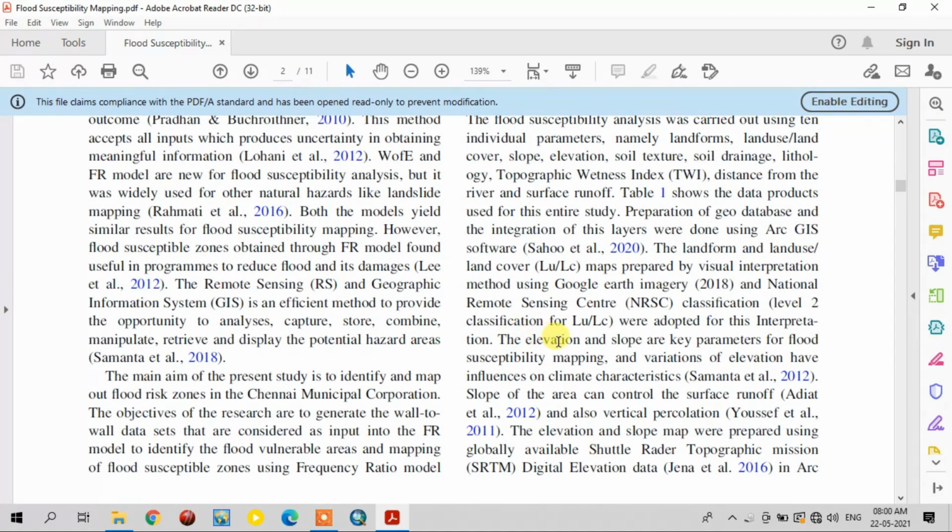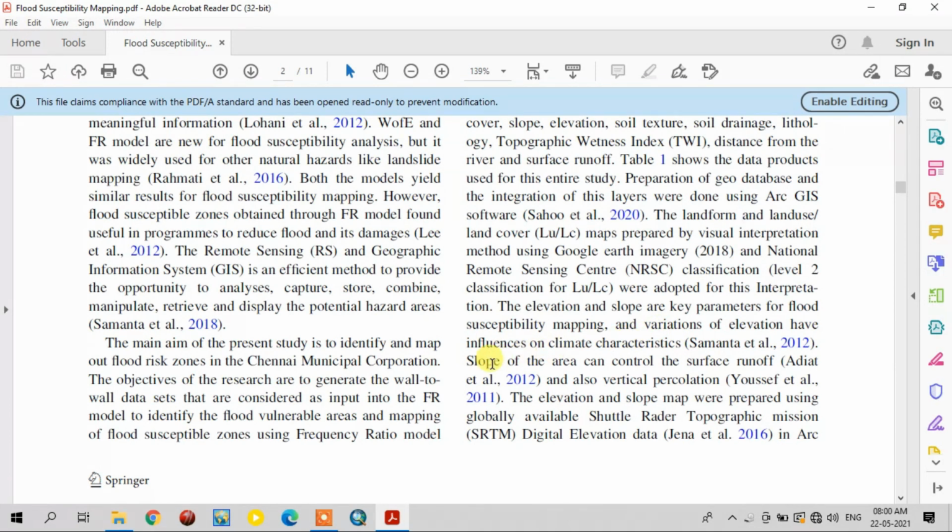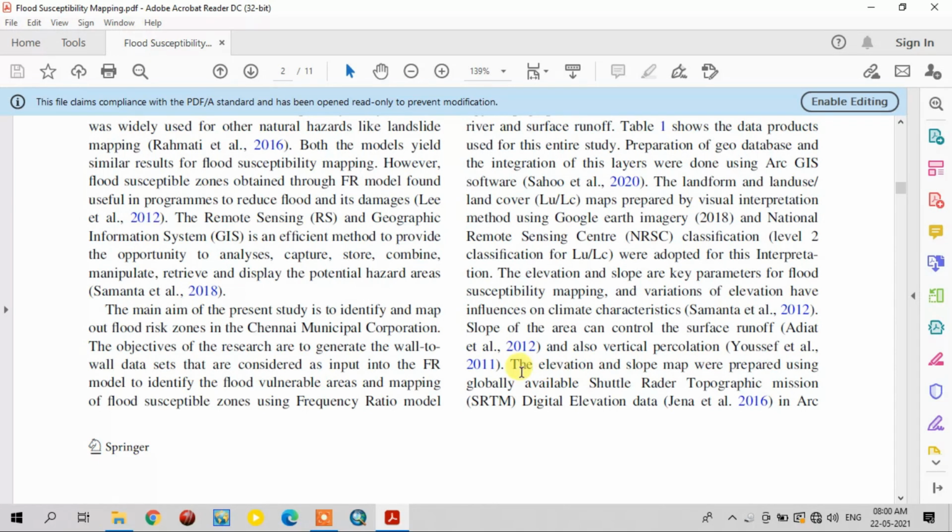Okay, the third one is the elevation, and the fourth one is the slope. These are key parameters for flood susceptibility mapping. And one more thing is that the slope of the area can control the surface runoff. This elevation and slope map were prepared using the Shuttle Radar Topography Mission, that is SRTM, digital elevation data.